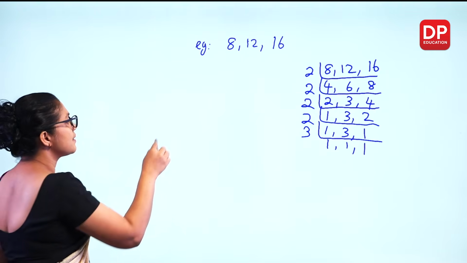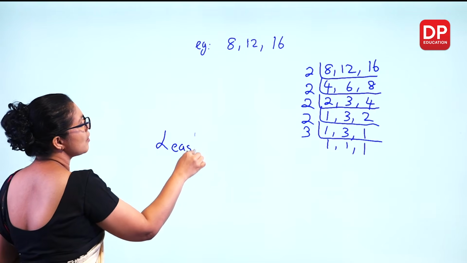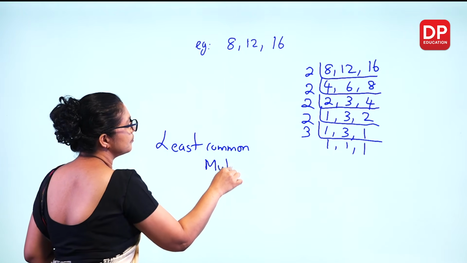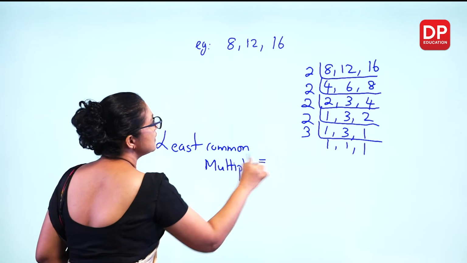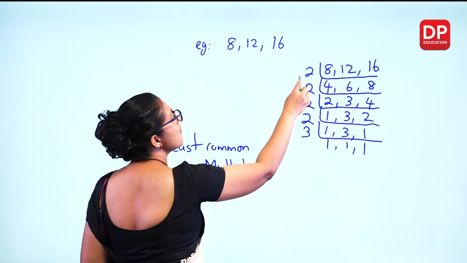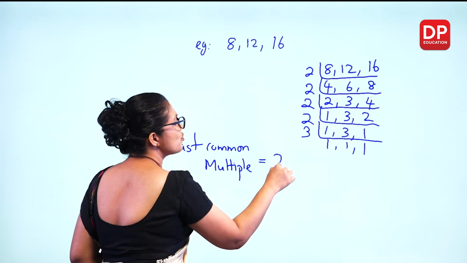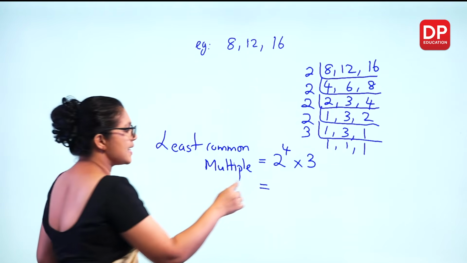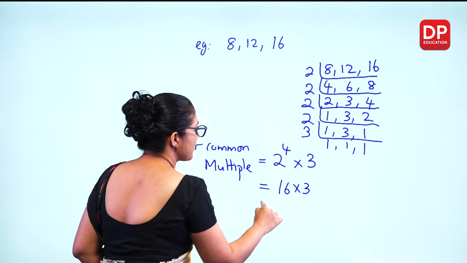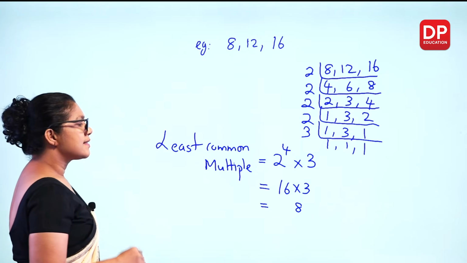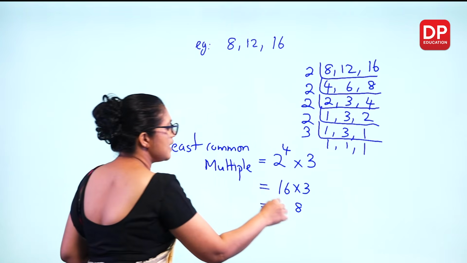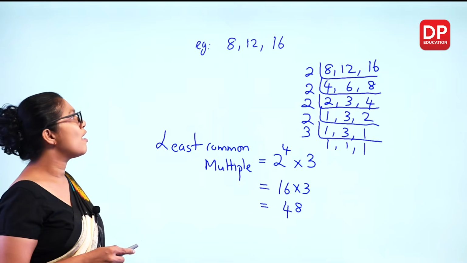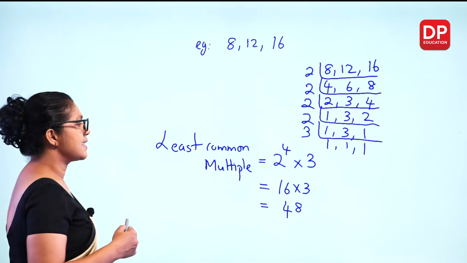So what's the least common multiple? That's equal to 2 to the power, how many 2's are there? 4. 2 to the power 4 times 3. So 2 to the power 4 is 16. So 16 times 3, 3 times 8, 24, 3 times 6, 18, 1 remaining, and you get 48. So 48 is the least common multiple of 8, 12 and 16.